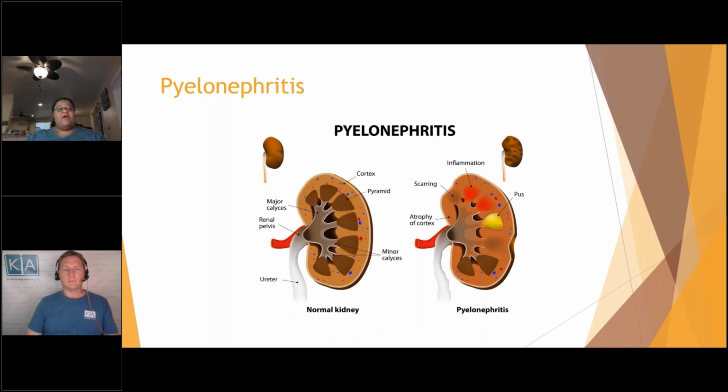Now, pyelonephritis. This is what we're trying to avoid. Out of all this talk, we're really trying to avoid pyelonephritis. Pyelonephritis occurs when infection actually makes its way up through the ureter and into the kidney itself. And this can be very serious. You can have the fevers and chills, the sweats. I've seen severe back pain, elevated temperature.